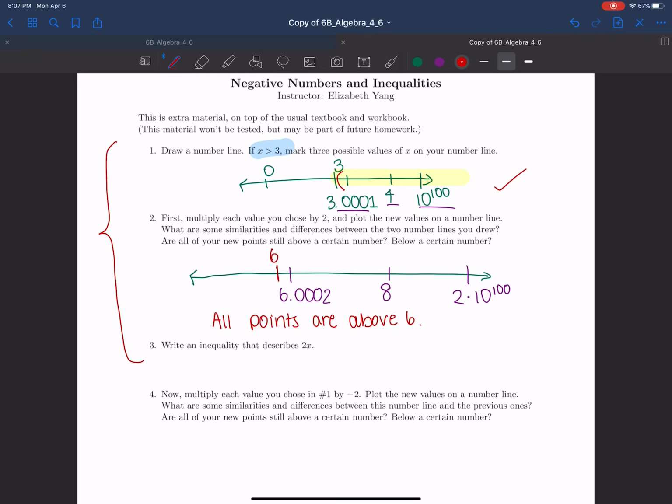So now let's write an inequality that describes 2x. Well, first, the inequality that described x is greater than 3. So this tells us 2x has to be greater than 6. We see a lot of similarities between how we deal with equations and how we deal with inequalities. It's not completely the same.